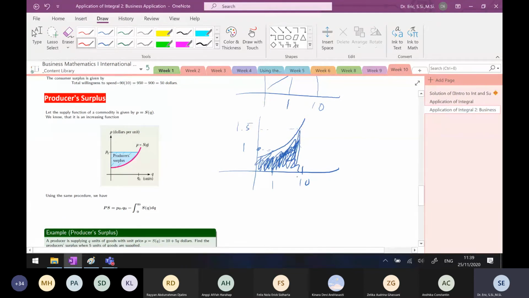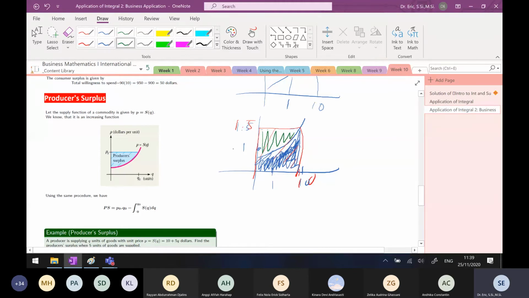But you bought 10 units at 1.5 million. So how much do you pay? 10 times 1.5 million, right? What you pay is this amount. So the producer has this advantage, which we usually call the producer surplus. Okay?